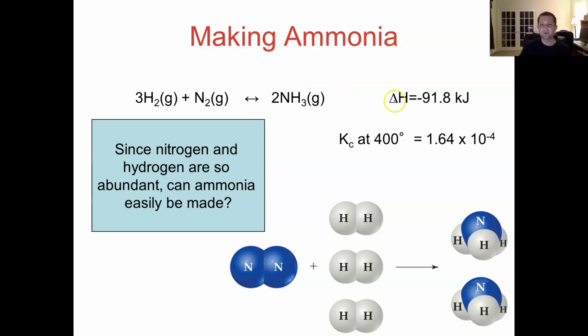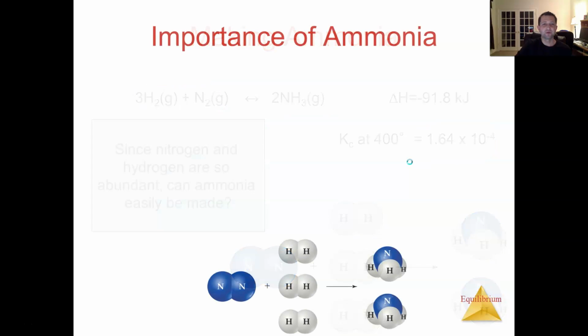It seems like it would be, but if you look at this, look at the Kc value at 400 Celsius: 1.64 times 10 to the negative fourth power. This is extremely what? Well, that's extremely reactant favored. To make ammonia, that's a product, I need it to be product favored. So at a really high temperature, this is not that easy to make, because even at a high temperature, it's reactant favored. So let's take a look at this process real quick.